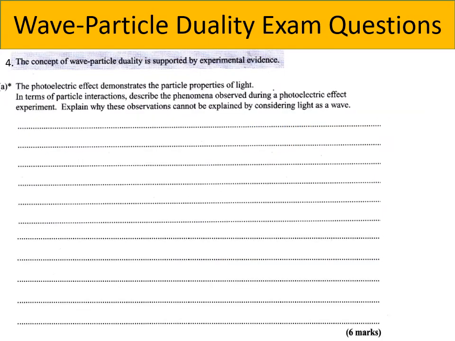Okay, question number 4. The concept of wave-particle duality is supported by experimental evidence. The photoelectric effect demonstrates the particle properties of light. In terms of particle interactions, describe the phenomena observed during a photoelectric effect experiment. Explain why these observations cannot be explained by considering light as a wave.